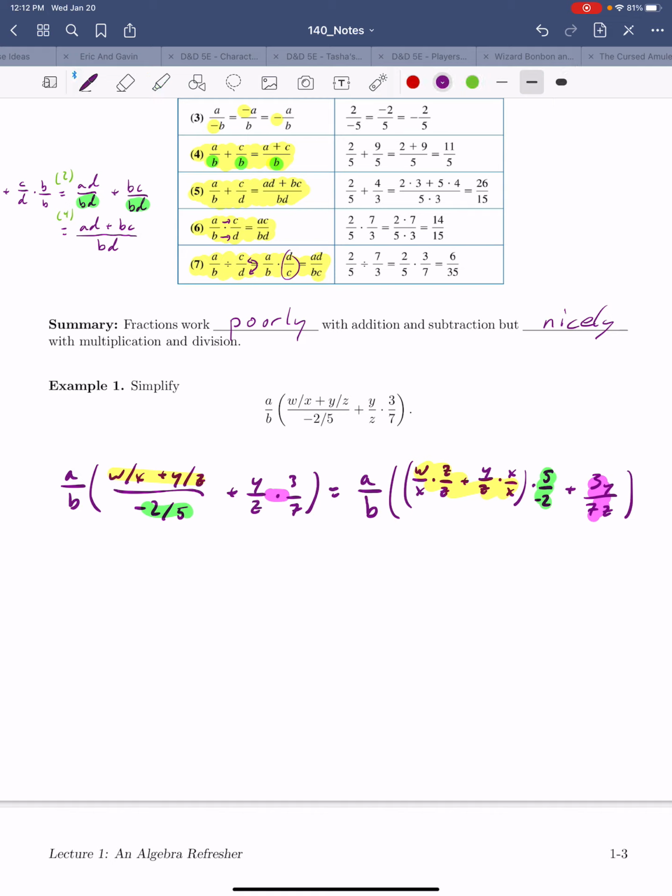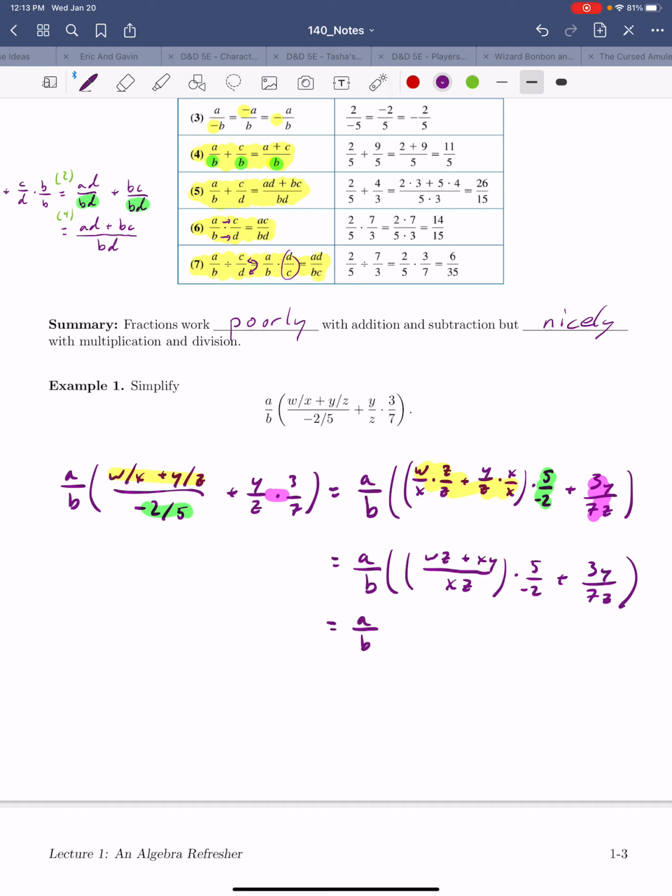So let's keep going at this point. We're going to get a over b times, I'm going to keep that extra parenthesis, wz plus xy all over xz times 5 over negative 2. And we can just keep this 3y over 7z going, right? Just keep that going. So at this point, looks pretty nice.